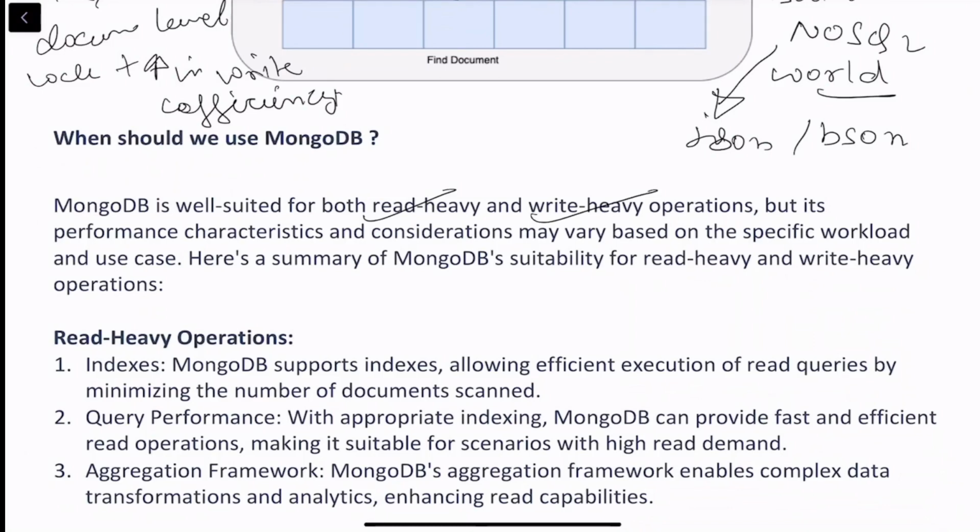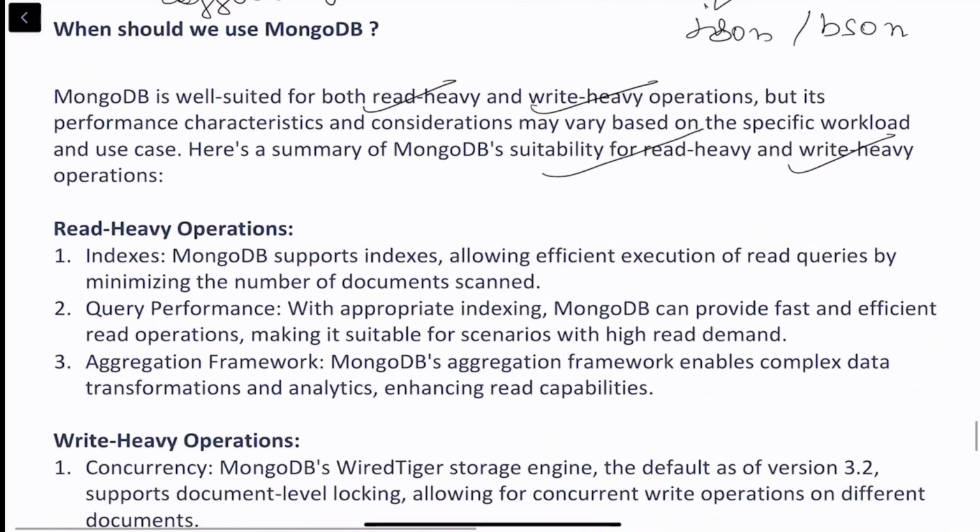So here is a summary that I've created, wherein it can tell you when it can be used for read-heavy operations and how it can be used for write-heavy operations. In the read-heavy operations space, MongoDB supports indexes, and it allows efficient execution of read queries by minimizing the number of documents that can be scanned.